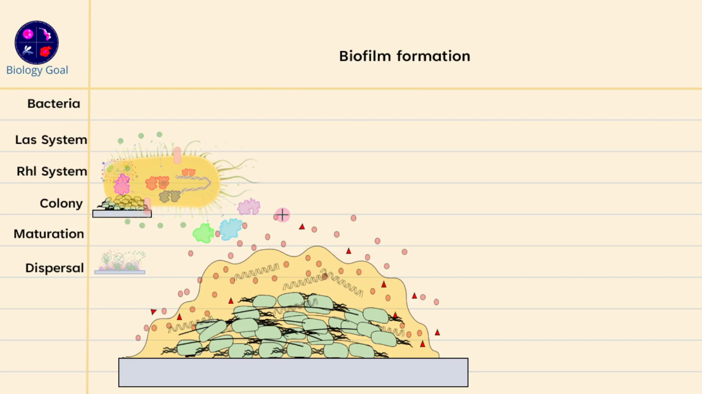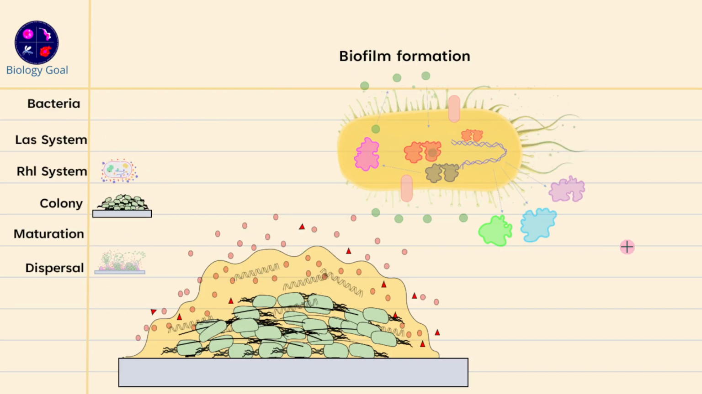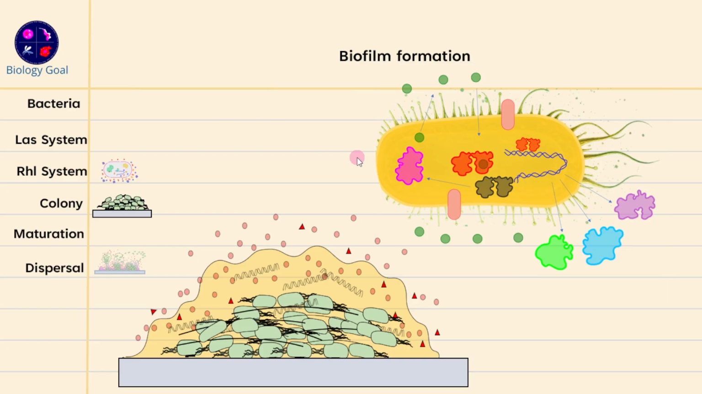Now I'm bringing the Las system in. As you can see over here, this is the Las system. Now this will happen at cell to cell level. What happens is these signal molecules, these are acyl homoserine lactone molecules, they will be released by the bacteria. They are going to get produced by the bacteria. As you can see, the arrow is going from here to here.